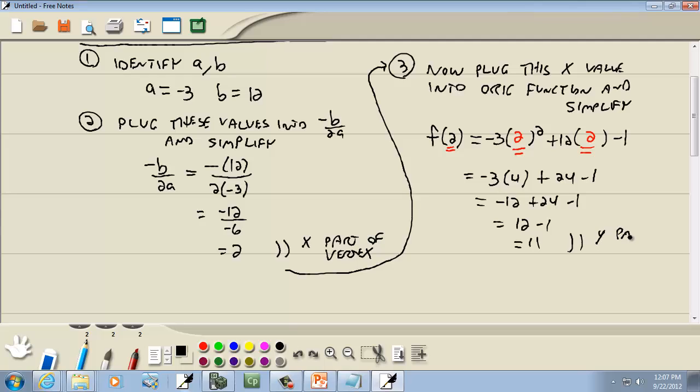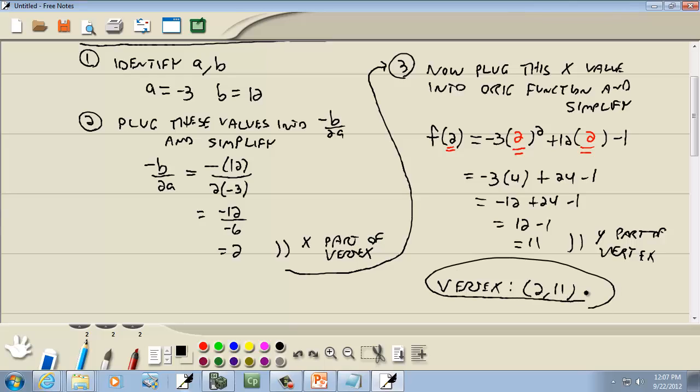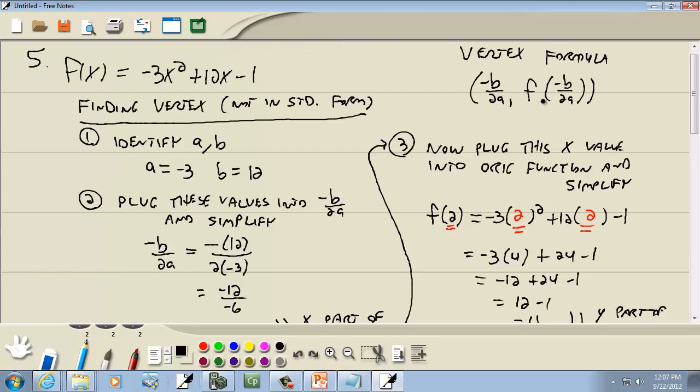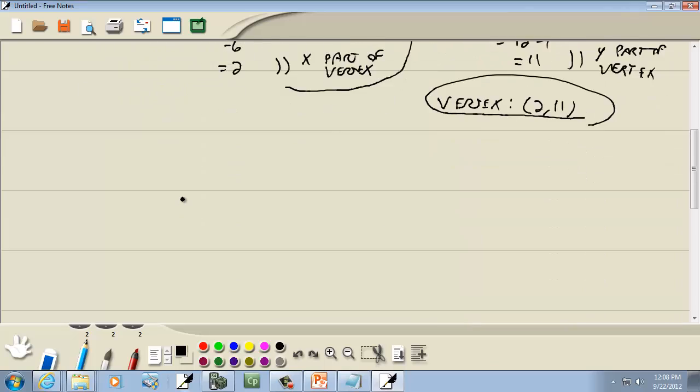This is the y part of the vertex. So our vertex is 2, 11. And that's our answer. Now, all those words I just wrote, that's exactly what this vertex formula is saying. This is saying identify a and b, plug a and b into this portion, simplify it, and then this f of that says plug that into your function. So, neat part about math is you got symbols that shorten a lot of this, so you don't have to write it in a whole bunch of words.